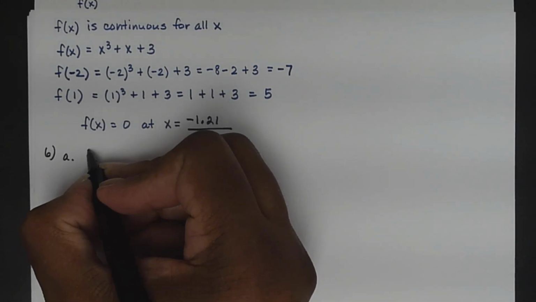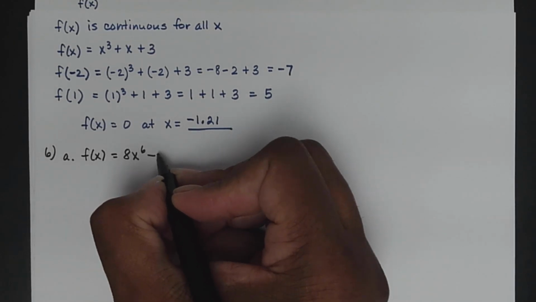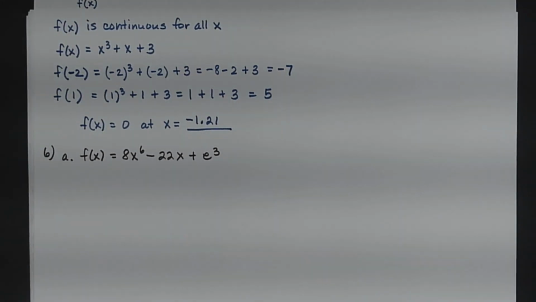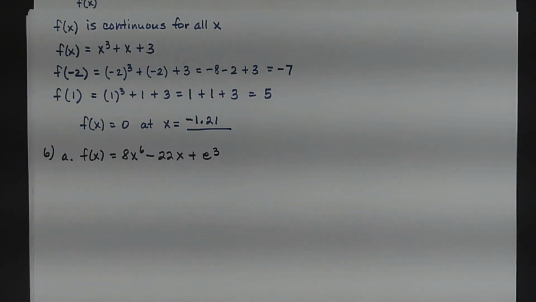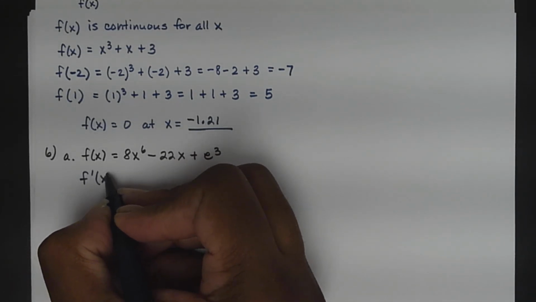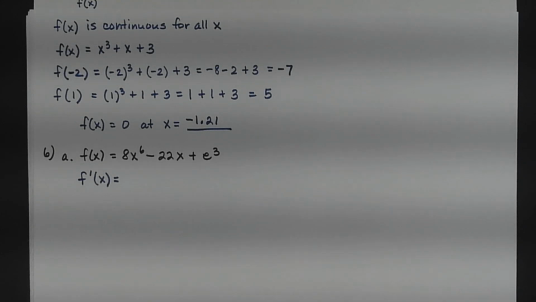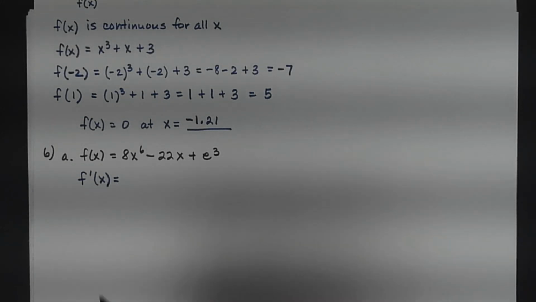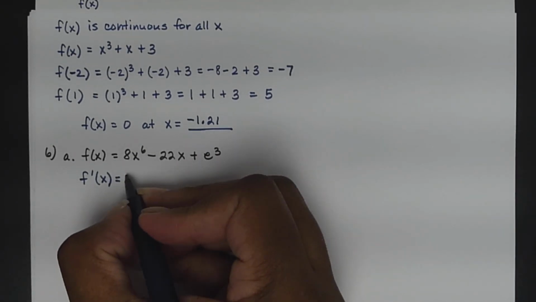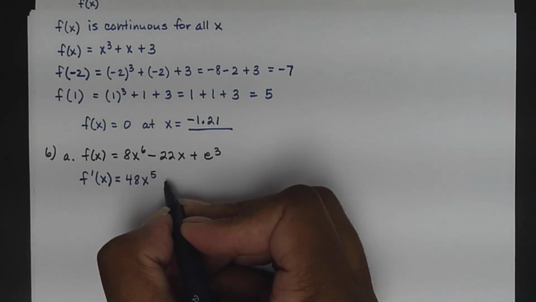(6a) is this. f of x is equal to 8x to the 6 minus 22x plus e to the third. And here I want to get its derivative. So that means f prime of x would just be this. Using the power rule on the first and the second terms, I can bring the 6 down and multiply it by 8. That would be 48. Copy the x over to the 1 less power. 6 minus 1 would be 5.